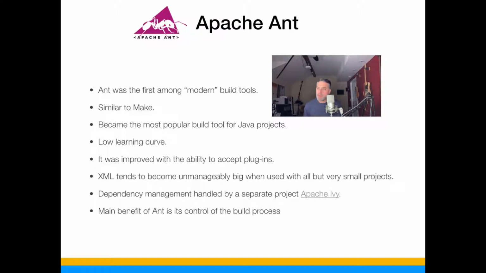So moving on to Apache Ant. Ant was the first one of the modern tools, and it has some similarities to Make, but it was written in Java and was not using the tedious Makefiles. Given the popularity of Java, it quickly became a popular build tool for Java projects. It had a small learning curve, and it was quickly adopted for those reasons.